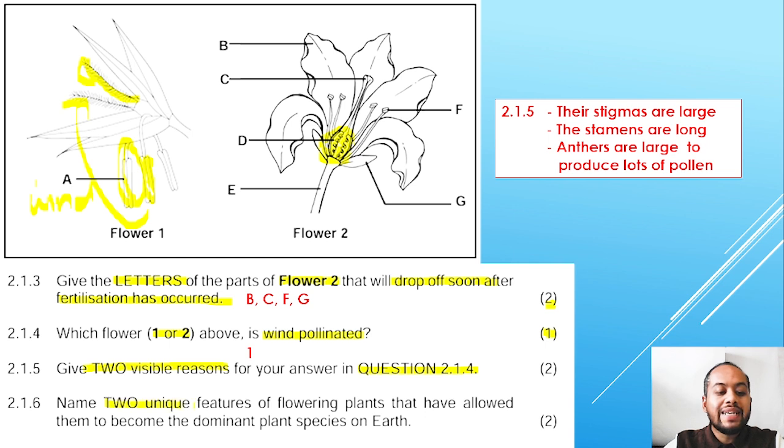Name 2 unique features of flowering plants that have allowed them to become the dominant plant species on Earth. What are 2 important features that allow them to become the dominant structures? Flowering plants are different to all other plant divisions specifically because they produce flowers and they also have their seeds enclosed inside a fruit.